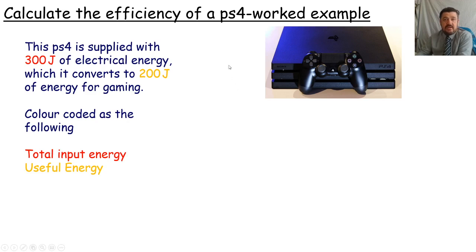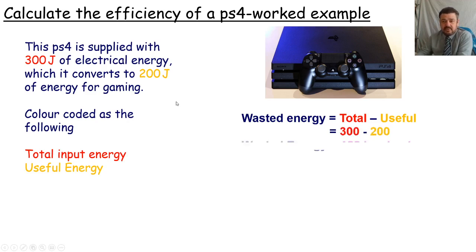Good stuff. Okay, so what we're going to do, I'm going to quickly go through the worked example again so you can start to look through the remainder of the questions. So again, our wasted energy is total minus useful. If you wanted to rearrange that, total is equal to wasted plus useful, or useful energy would be total minus wasted energy. Okay, so we'll quickly scroll through that.